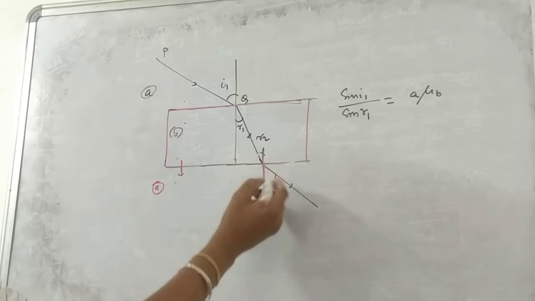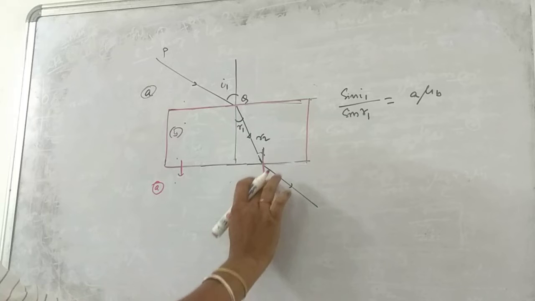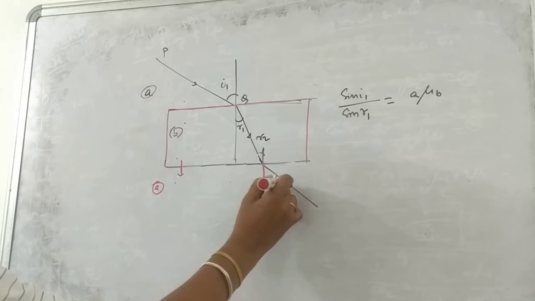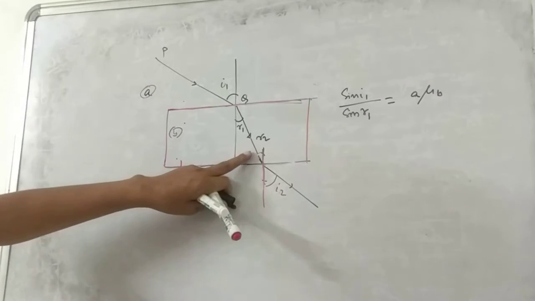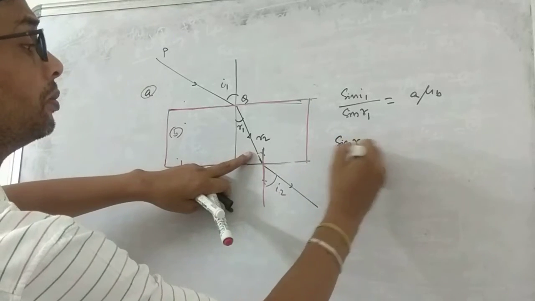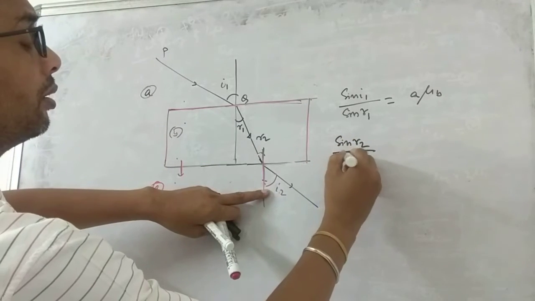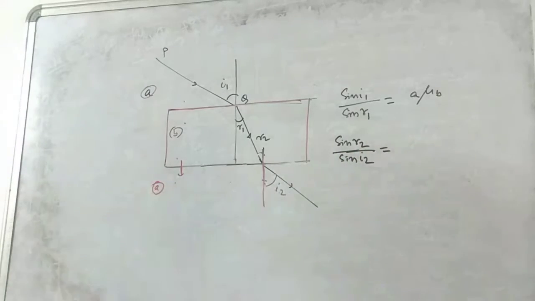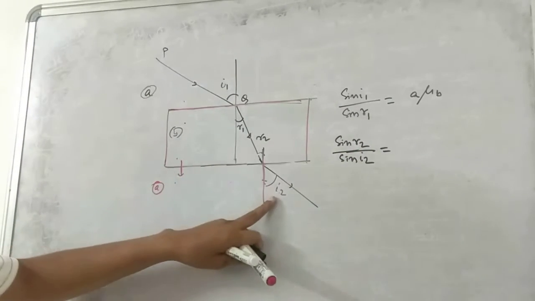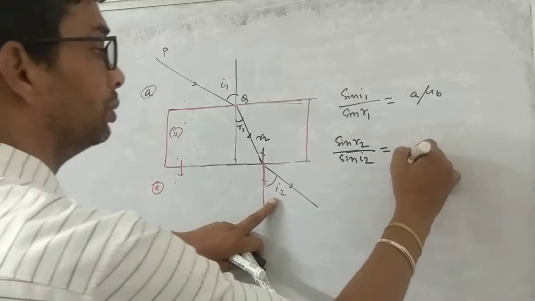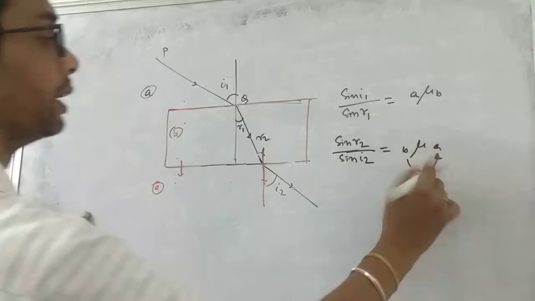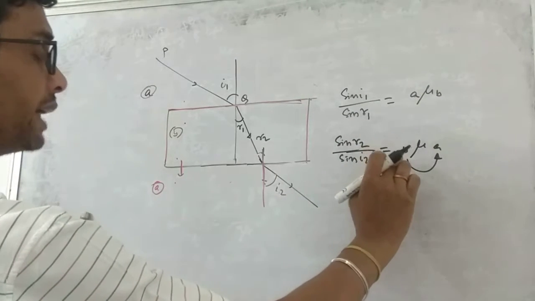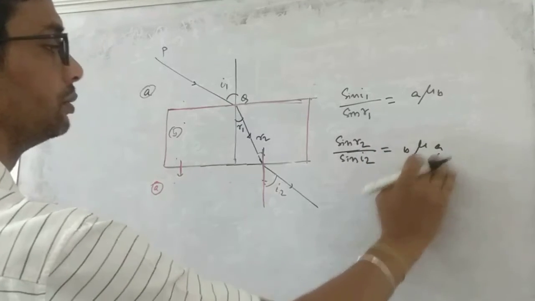So R2 is the angle of incidence and I2 is the angle of refraction. First refraction: sin I1 by sin R1 is equal to A mu B. And the second refraction: the angle of incidence is R2 and the angle of refraction is I2, so sin R2 by sin I2 is nothing but mu of A with respect to B. Light is actually going from B to A, that's why A with respect to B means light is refracted from B to A. Okay.